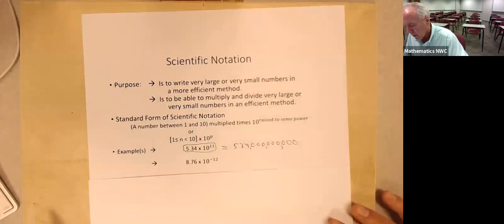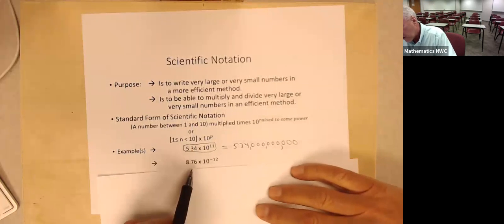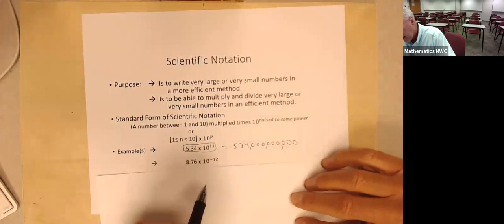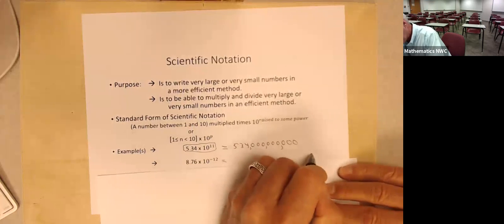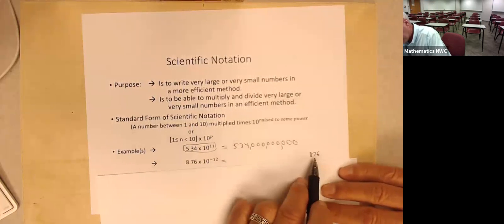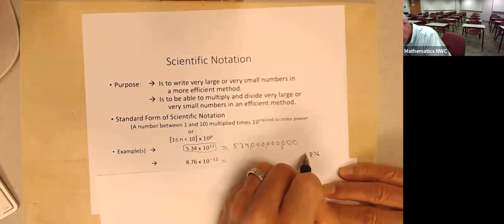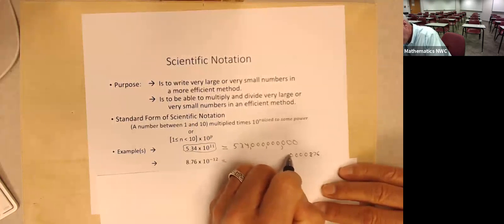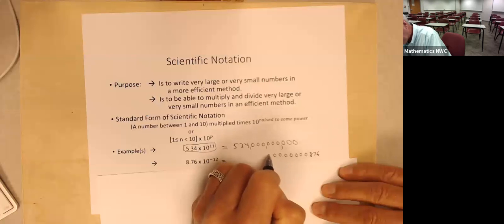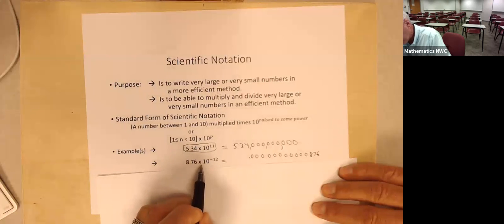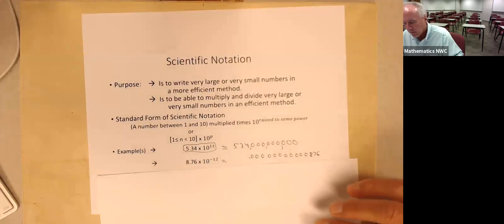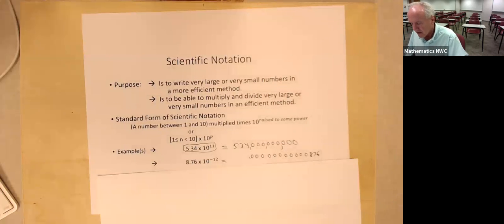Here's another example. This one was to a negative power. Technically, that means that the decimal had to be moved to the left 12 spots. So here we go. This is what it would have looked like. Moved it over 1, 2, 3, 4, 5, 6, 7, 8, 9, 10, 11, 12. It's much more efficient to write it this way than that way. That's again one of the advantages of the scientific notation.